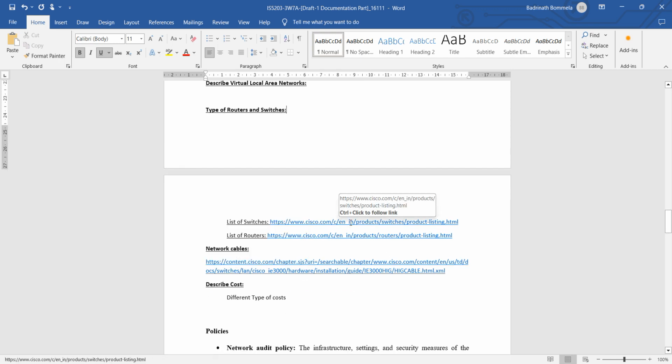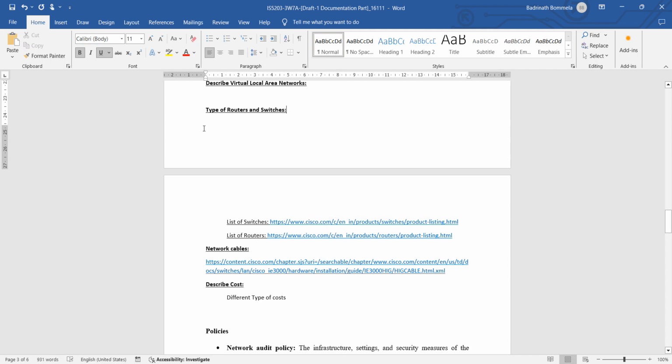You will be selecting three or four types of routers, and three or four types of switches, or at least two types of switches. I recommend you take just two different types of switches and write about those switches: what kind of switch it is, how many connections it can handle, and what kind of configurations we can make. When you click on the link, you will find it. I will show you again.